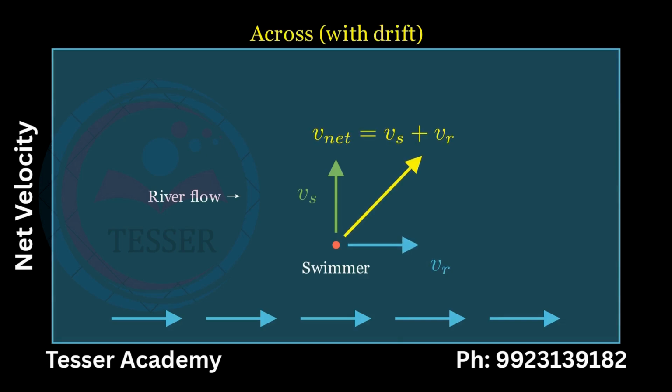The velocity of the swimmer relative to the ground is the vector sum of the swimmer's velocity relative to water and the river's velocity relative to the ground. When the swimmer swims perpendicular to the river flow, the river carries the swimmer downstream, resulting in a diagonal path. This diagonal arrow represents the net velocity of the swimmer.